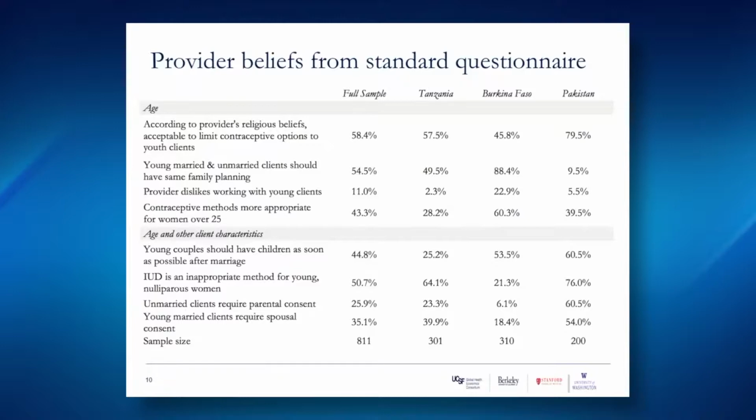So at the bottom of this slide, I won't go through all of these. In the bottom half of the slide, we tried to combine age with some other characteristics of these youth. So we talk about young couples should have children as soon as possible after marriage to get at these pronatalist attitudes. And this varied a lot across the different countries, but the majority of providers in Burkina Faso and Pakistan had these pronatalist types of attitudes.